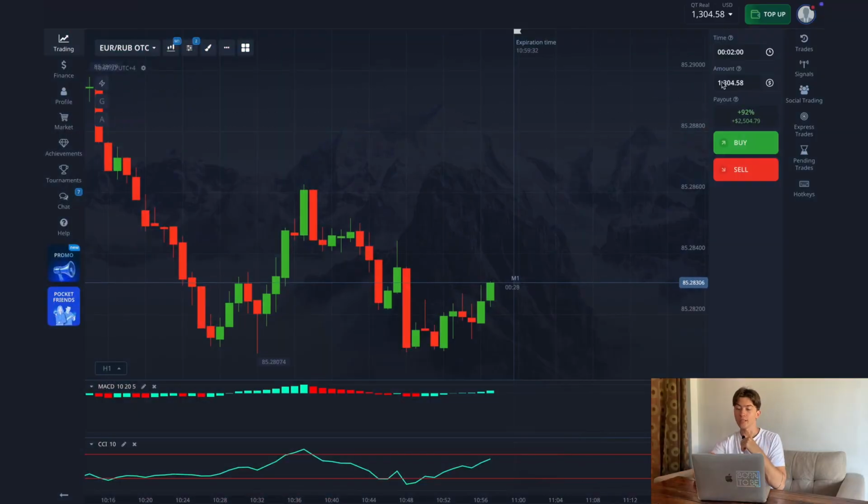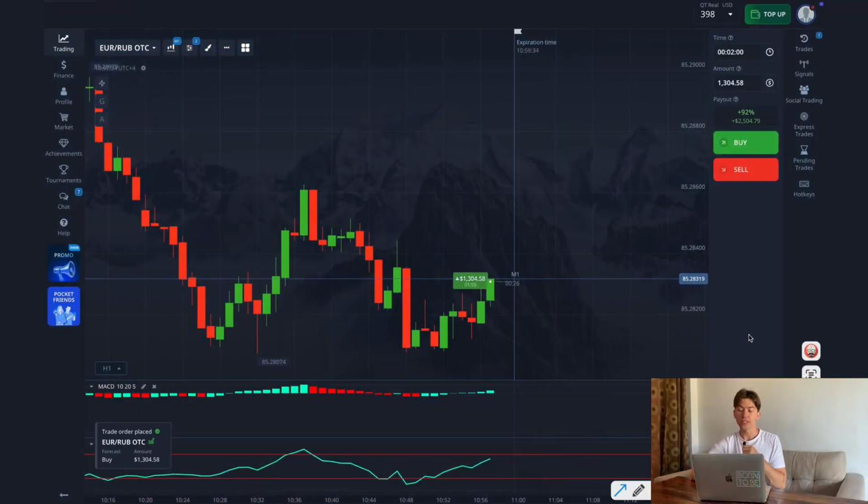The market quickly changes structure, 2-minute expiration, and I open a buy trade for $1,304. After a sequence of steady drops, price finally hits a support zone where seller pressure weakens. Price stops pushing lower and gets bought almost immediately. Every attempt to continue down gets shut down fast.